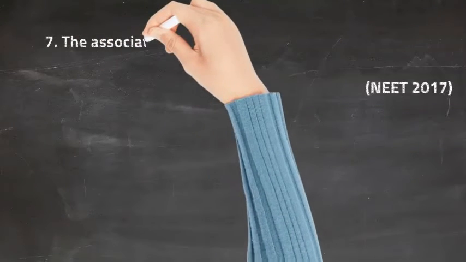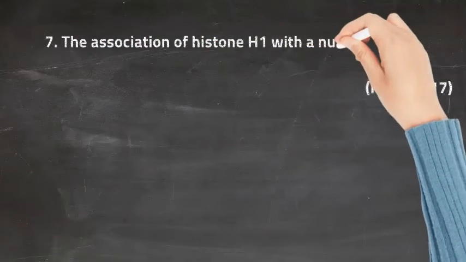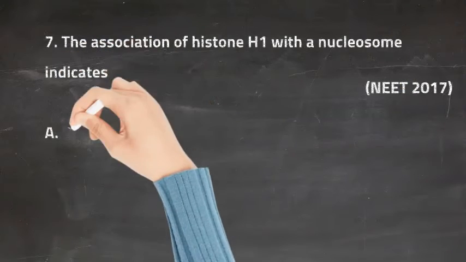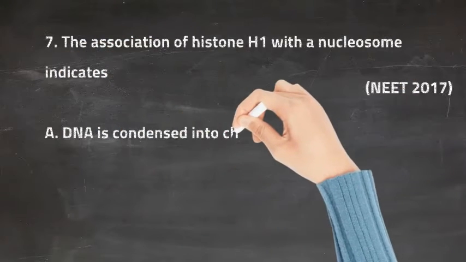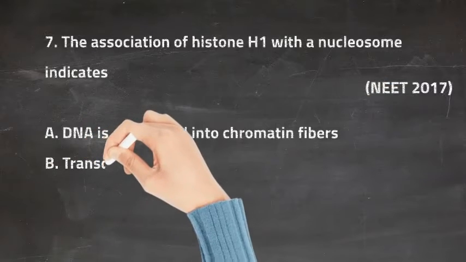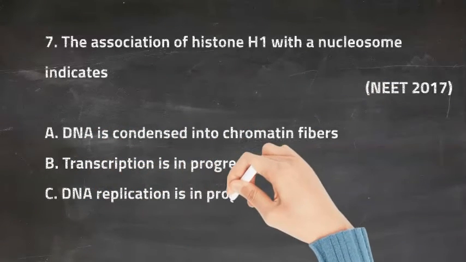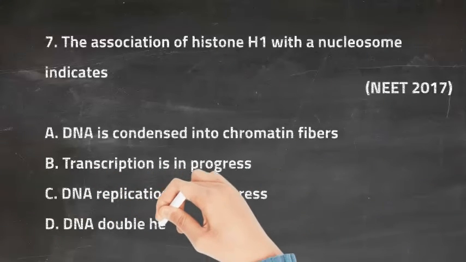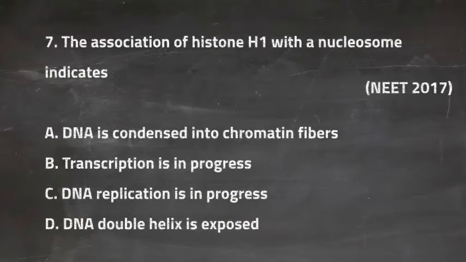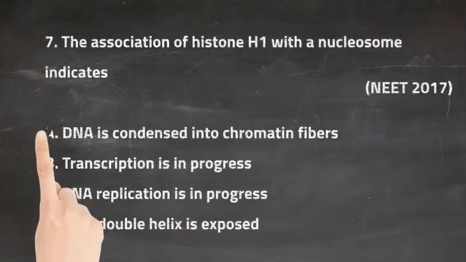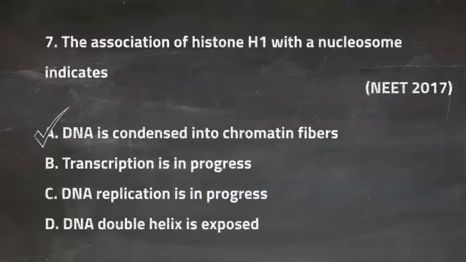The seventh question is, the association of histone H1 with the nucleosome indicates. The first option is DNA is condensed into chromatin fibers. The second option is transcription is in progress. The third option is DNA replication is in progress. And the last option is DNA double helix is exposed. So the right answer for this question is option A, and that is DNA is condensed into chromatin fibers.